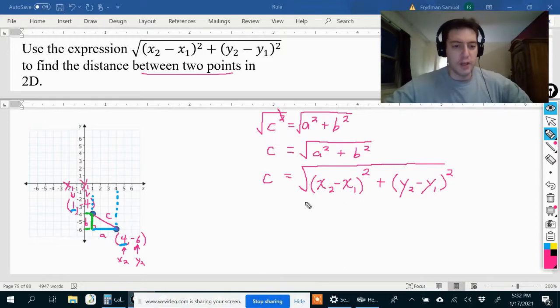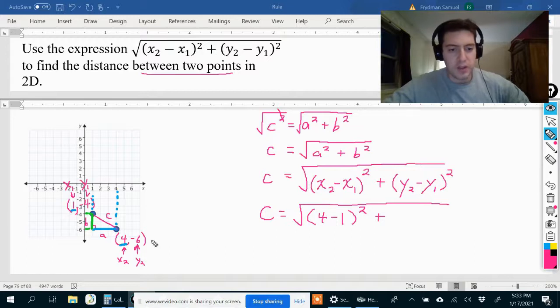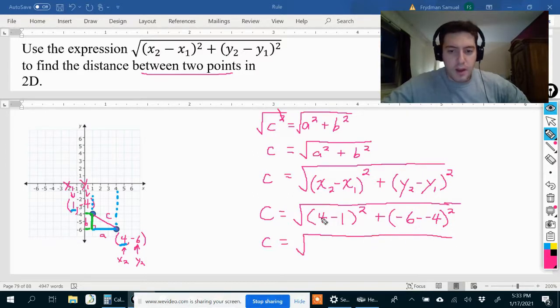So x2 minus x1 is 4 minus 1, which is 3. So I have c equals, I'll write it all out, 4 minus 1 squared plus, and then y2 minus y1. So that is -6 minus -4. And then let's not forget the exponent. If I continue now, I'm going to simplify this. I have 4 minus 1 is 3. And 3, again, is just the horizontal distance between the 2 points. And then let's put the exponent on that.